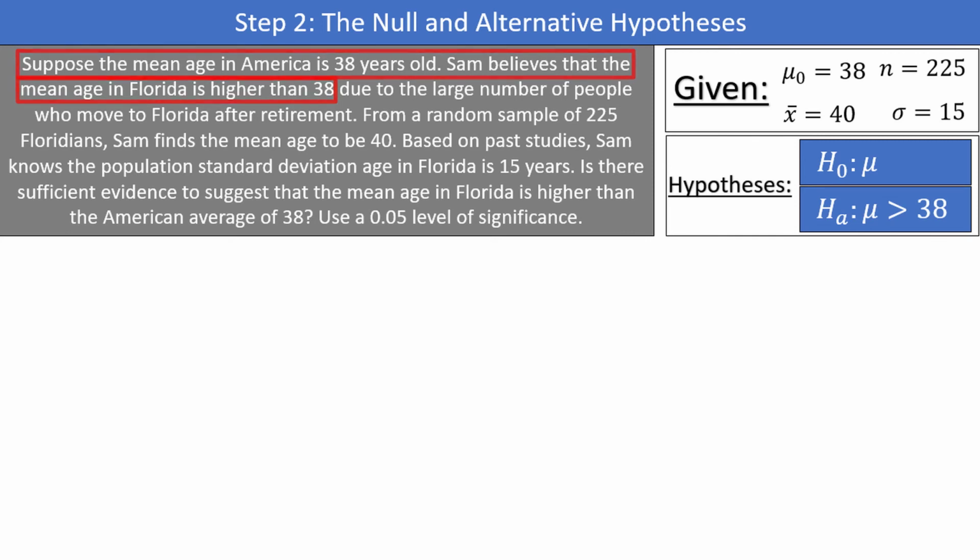The null hypothesis must be opposite to the alternative, so we must have mu is less than or equal to 38 in the null hypothesis. We know we have a right tail test, as the alternative hypothesis has a greater than sign.